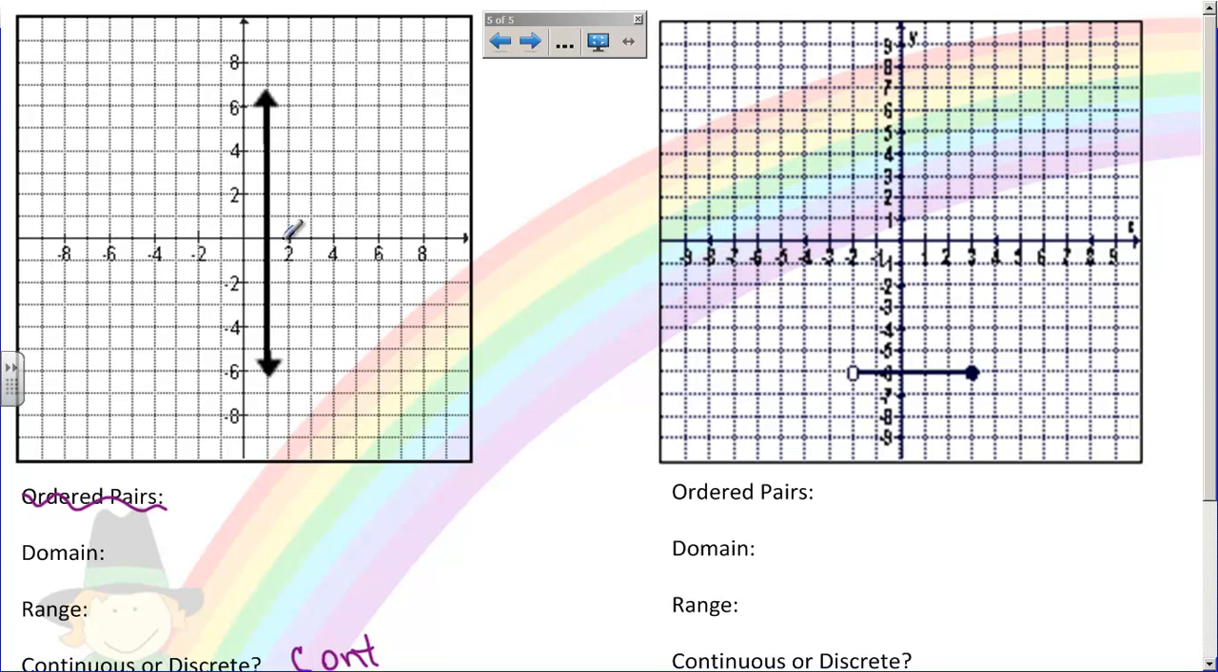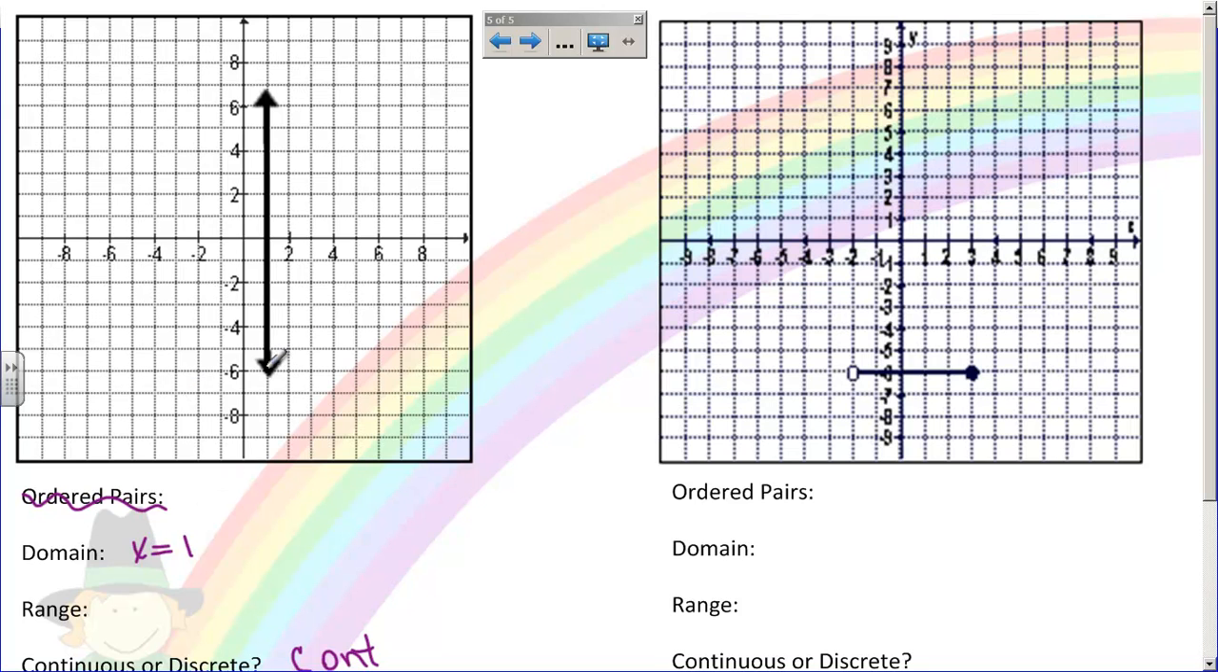But if you'll remember by definition, domain is all of the x values. So look at this graph. What is the only x value it passes through? The only x value this graph passes through is 1. So the domain of this graph is x equals 1. That's it. X is 1. That's your domain. It doesn't go anywhere else, and 1 is included, so you're good.